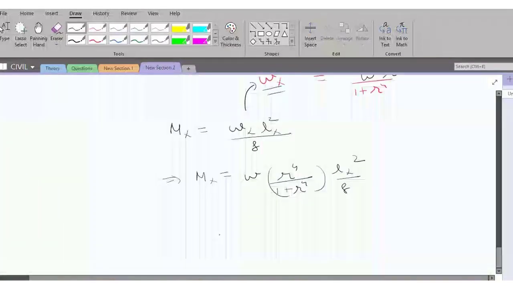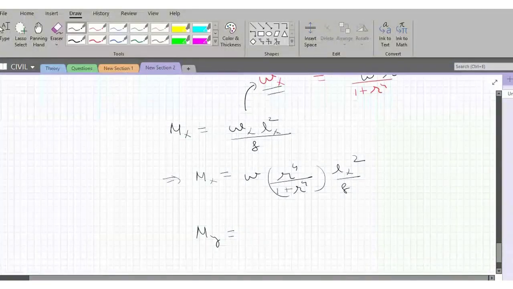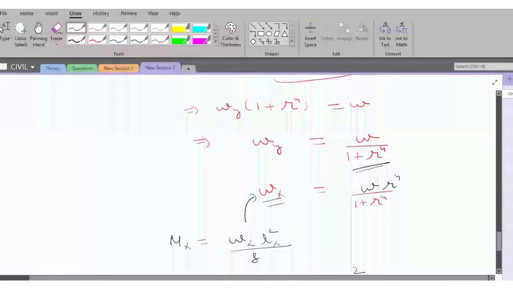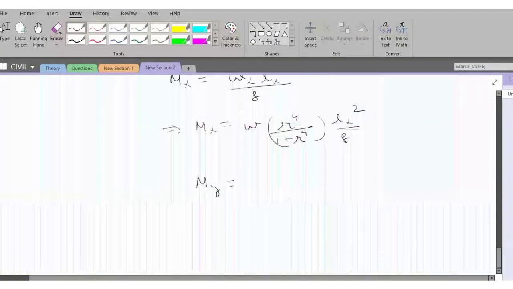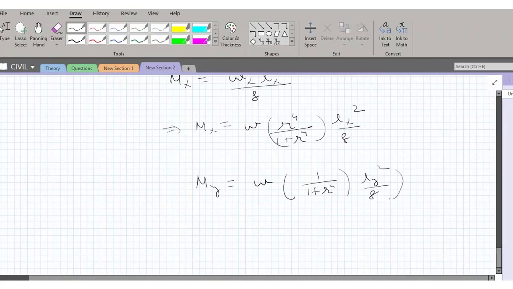Similarly, if I want to write for My, instead of x it will be Wy, and here it will be Ly. If I substitute the value of Wy as W divided by 1 plus R to the power of 4, I get this expression: W into 1 divided by 1 plus R to the power of 4 into Ly square by 8. So this is the equation which you are getting for Mx and My.